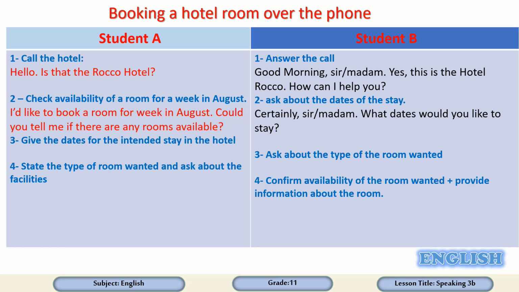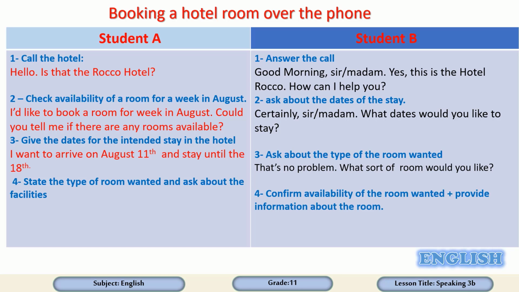Student A then will ask about the availability of a room for a week in August. He or she will say, I'd like to book a room for a week in August. Could you tell me if there are any rooms available? Student B will answer, certainly, sir or madam. What dates would you like to stay?